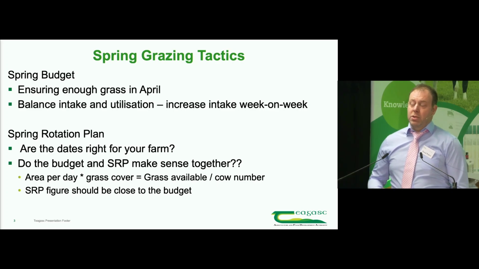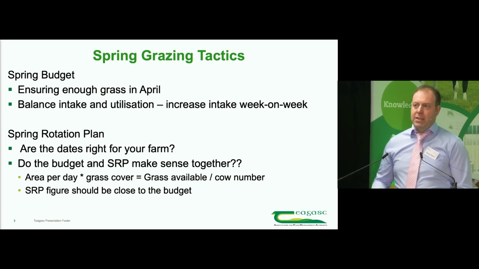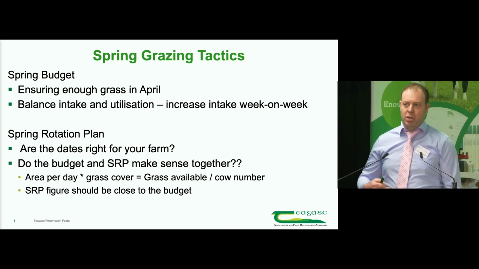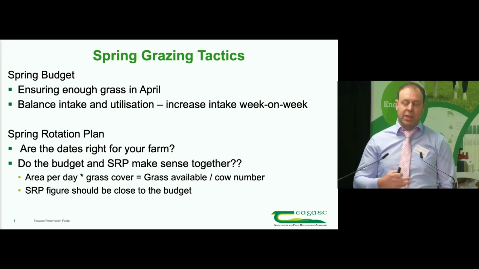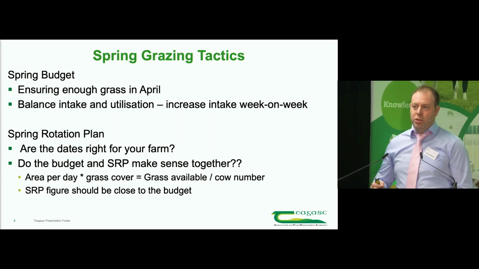So, focusing maybe in a more general sense on the springtime, what way we approach it and what we use. And it's similar to a lot of what Michael said, actually. But the two tools that we use really extensively are the budget and the spring rotation plan. So, what's the role of those two tools? What are they trying to achieve? And what are the things you need to watch?